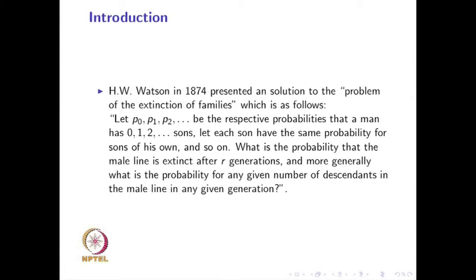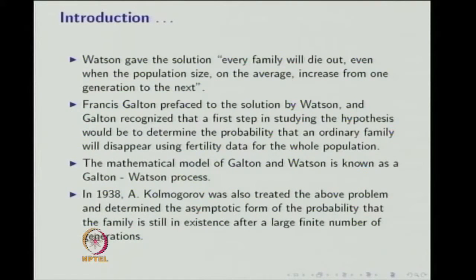Watson in 1874 presented a solution to the problem of extinction of families, which is as follows. Let p0, p1, p2 be the respective probabilities that a man has 0, 1, 2 and so on sons. Let each son have the same probability for sons of his own and so on. What is the probability that the male line is extinct after r generations, and more generally, what is the probability for any given number of descendants in the male line in any given generation? Watson gave the solution. Every family will die out even when the population size on the average increases from one generation to the next.